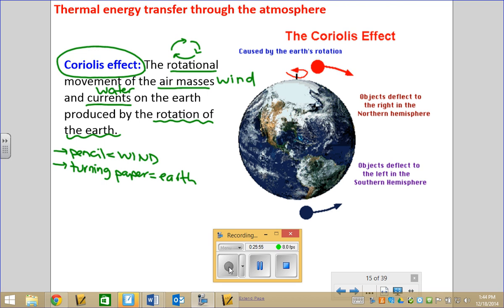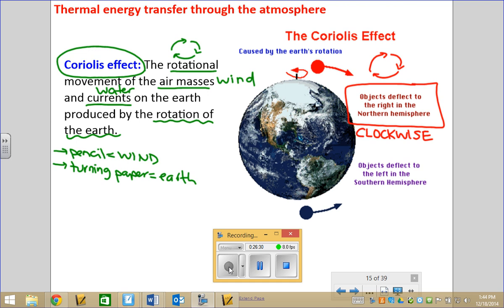Now here's something that's important for you to know. In the northern hemisphere, objects, so wind particles, water particles, deflect to the right. By that, we mean clockwise. The same way the hand of a clock moves, that is the direction that air and water circulate in the northern hemisphere. Clockwise looks like this.